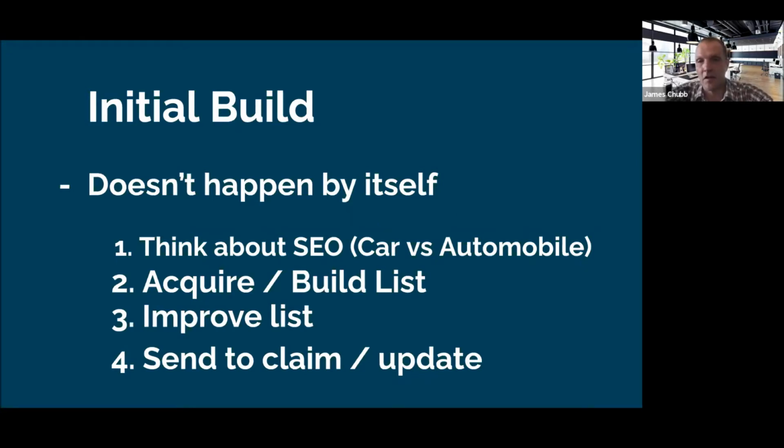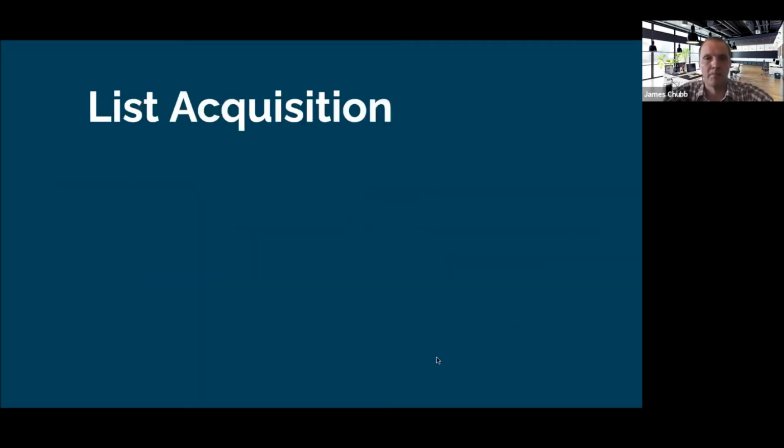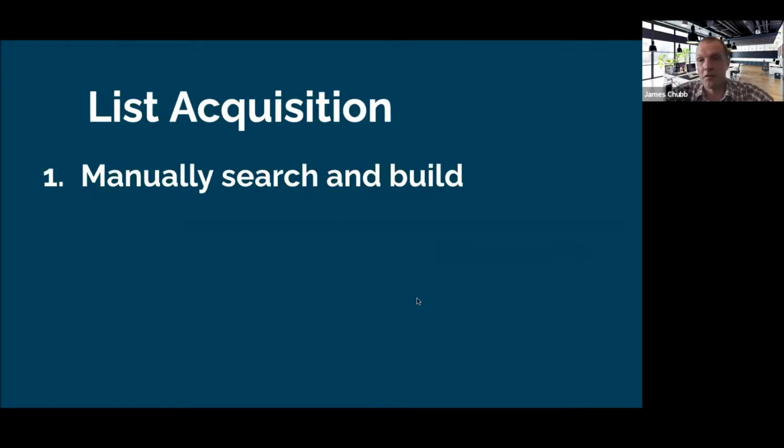And then think about the SEO when you're doing that. Car versus automobile. Car has more searches potentially than automobile, etc. Sometimes you do want to go after the less searched keyword just because it's less competitive, but be strategic about it. You can acquire and build lists, improve the lists, and then do a process to claim the listing and update. So the list acquisition, you can manually search and build it. This is a great way to do it. It takes some time. You can do that yourself when you're getting started, or hire a team. You can outsource it, etc.